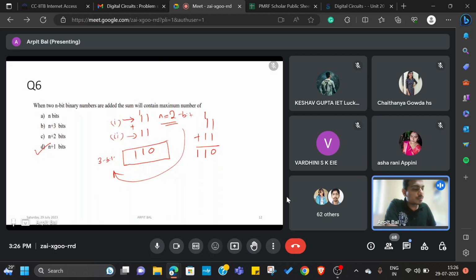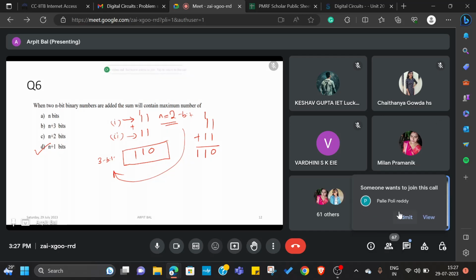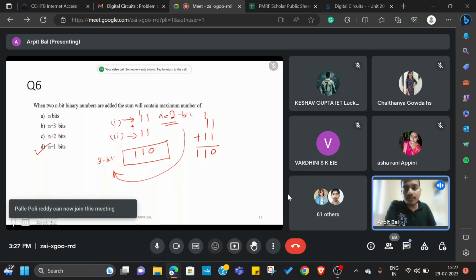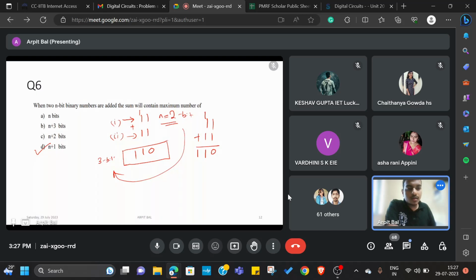So for getting the maximum number of bits that can be present in that particular addition, we need to take the maximum value of those individual numbers. For an n-bit binary number, I considered n to be 2. So for a 2-bit binary number, what is the maximum value that we can have? That is 1 1, right? So what I did is I added 1 1 with 1 1, and the resultant was 1 1 0.